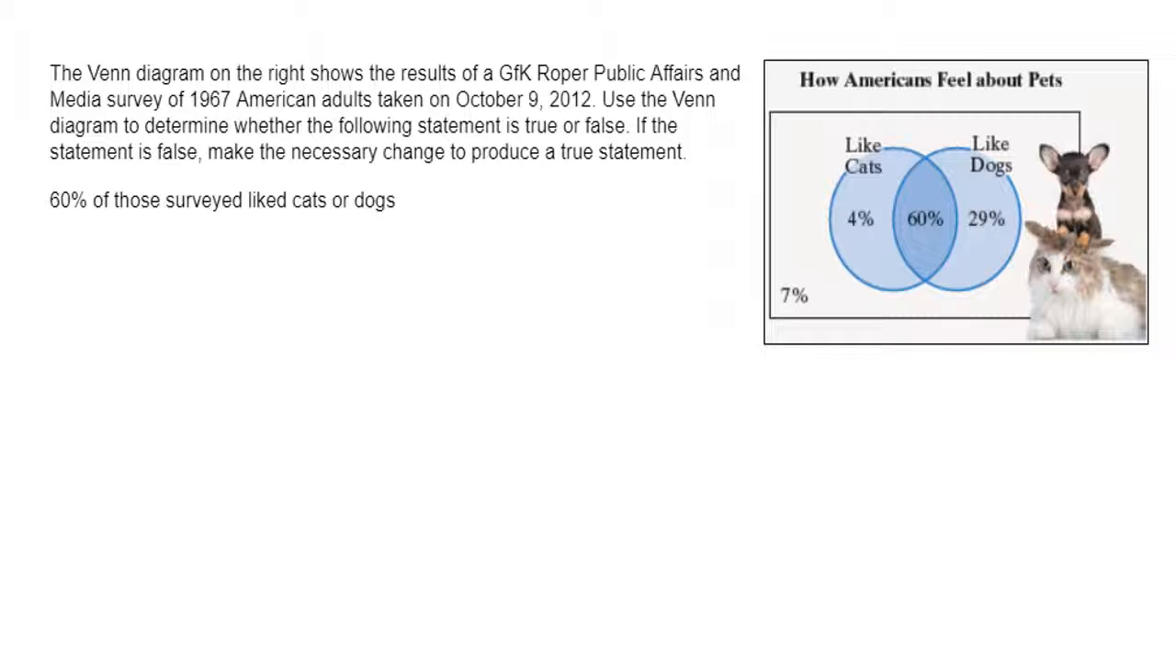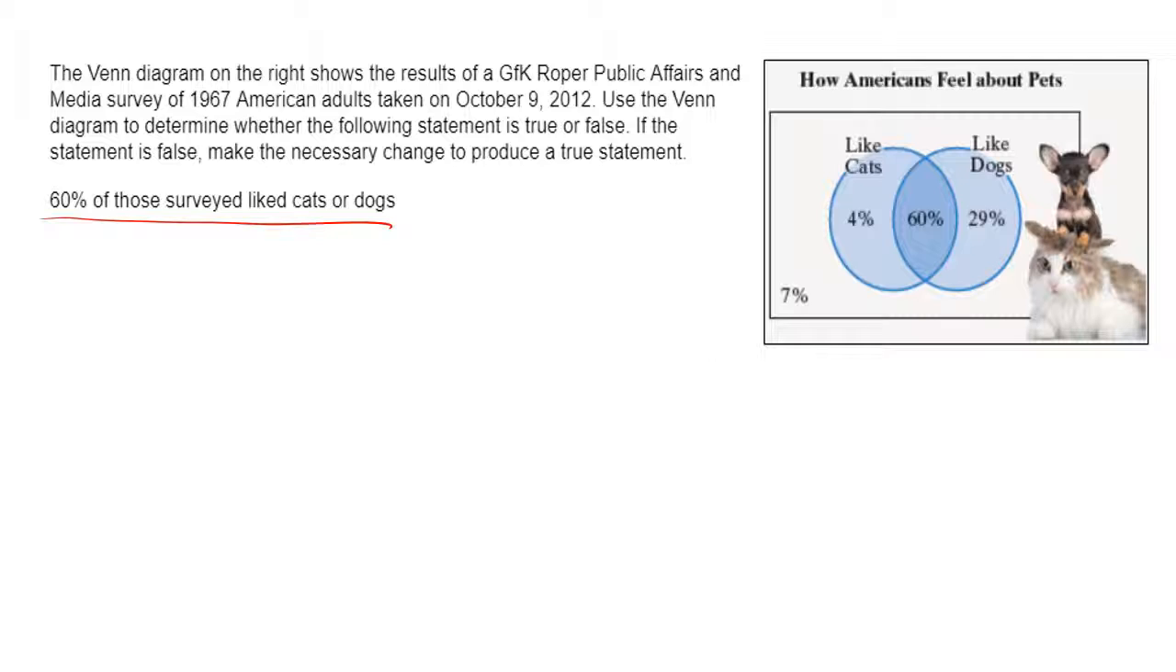Now here's another survey. These are the results of the Roper Public Affairs and Media Survey of American Adults taken October of 2012. It says, how do Americans feel about pets? Some like cats, some like dogs, some like both. Notice right here the 60% in the middle, those would be the people who like both the cats and the dogs. But the question is, is this true? 60% of those surveyed like cats or dogs.